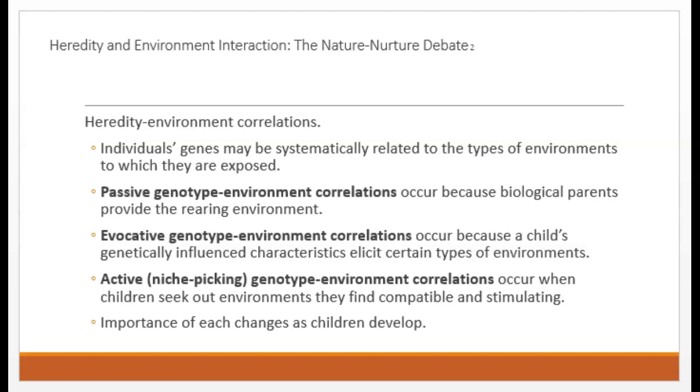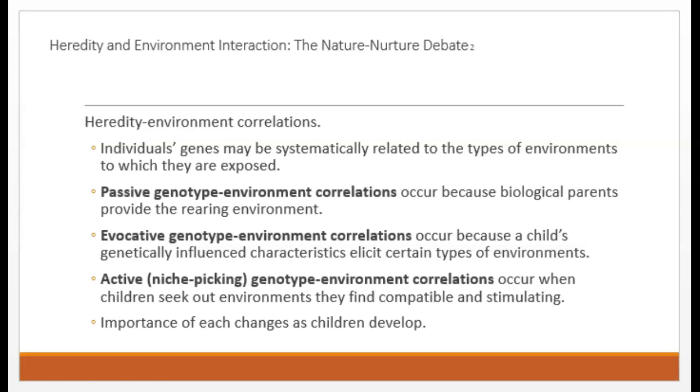As a result, the child might become a skilled reader, both because of their inherited predispositions and also their book-filled environment. Another correlation is evocative genotype-environment correlations. These occur because a child's genetic tendencies elicit stimulation from the environment that supports a particular trait. For example, a happy, outgoing child elicits more smiles and friendly responses from others than a fussy child.